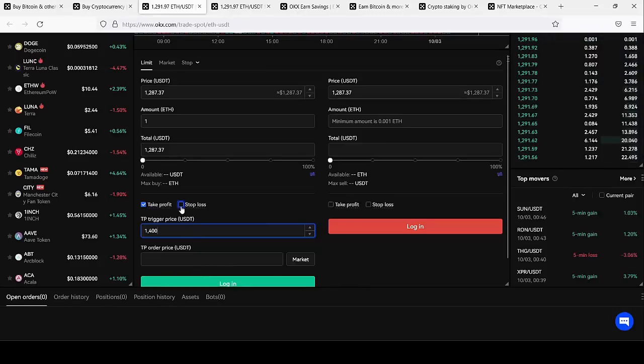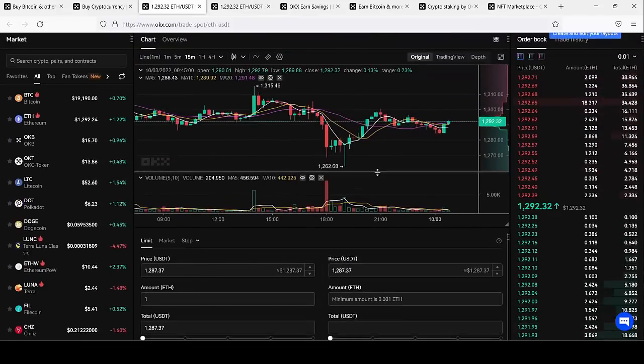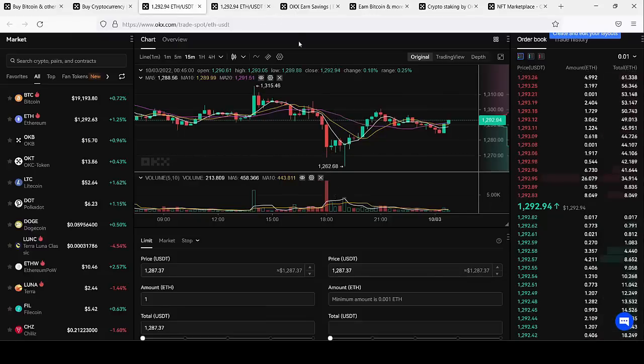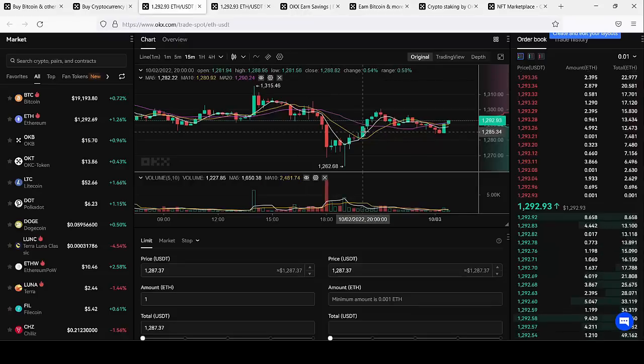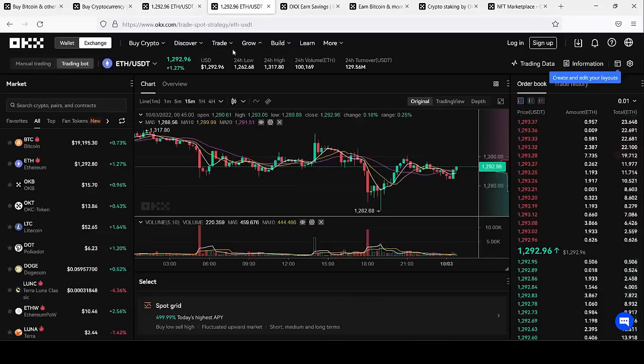Also, there is the option to set up the stop loss. If, for example, the price drops under 1,200, you can set up the stop loss function, which will sell the funds with a little bit of loss, but if we expect that the market will actually drop a lot, we can set up the stop loss to prevent losing a higher amount of money. So this is the first actual way to make a profit.